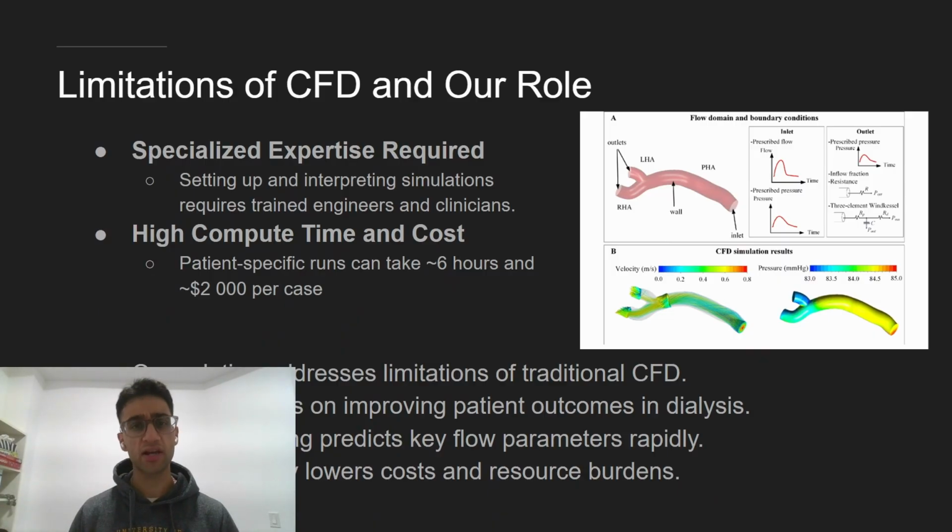That's great, but these studies have been conducted in top-class medical facilities around the world, and it's not viable for most clinicians and most hospitals. There are two main limitations. The first is that it requires specialized expertise. You need an expert engineer or physicist to come in and decipher the CFD simulations. That's not viable, and we can't expect doctors to also take the cost and the time to learn how to read CFD simulations. Another main thing is high compute time and cost. Patient-specific runs can take up to 6 hours and almost $2,000 per case. And with our current state of healthcare, that is not viable.